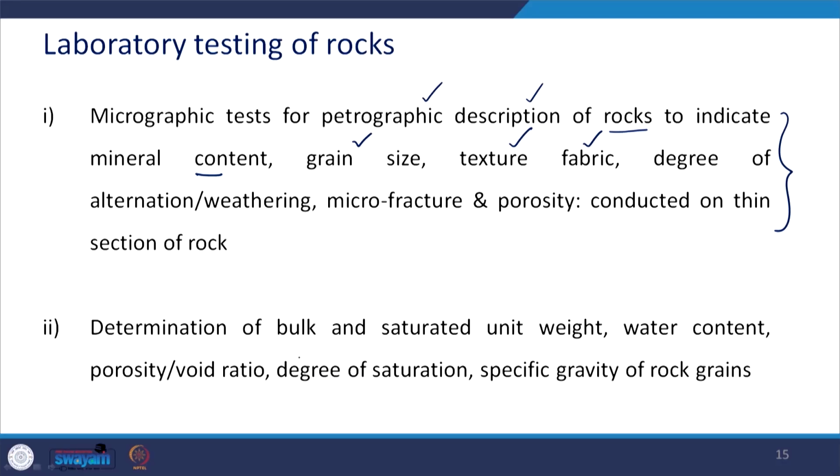Coming to the second category of tests, that is determination of bulk and saturated unit weight, water content, porosity and void ratio, degree of saturation and specific gravity of rock grains. You have studied these terms with reference to soil mechanics. So, the definitions remain the same. We will see in short how we define these once I discuss the third category.